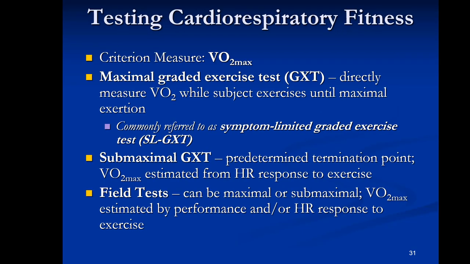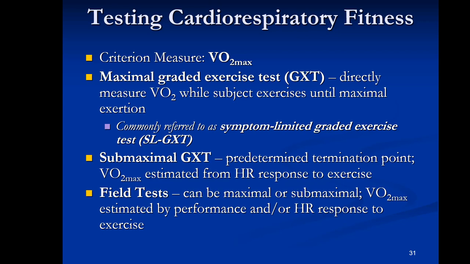So moving on, we're going to talk about testing cardiorespiratory fitness. This is also known as aerobic fitness. So when we're assessing someone's aerobic fitness or exercise capacity, as it's sometimes called, our criterion measure is VO2 max. So remember, this is just maximal oxygen consumption. This is our best indicator of aerobic fitness.